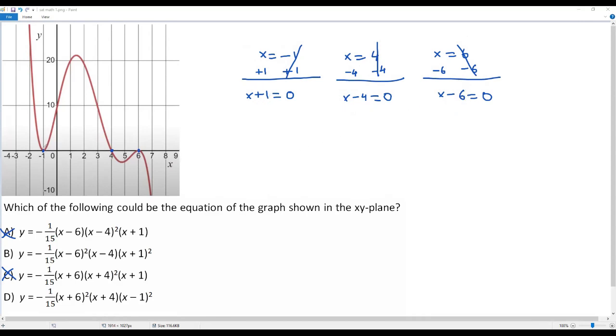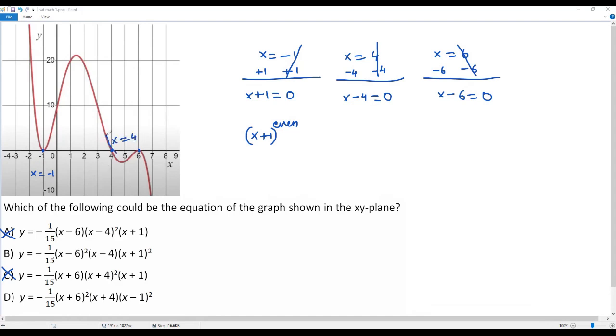Now let me consider the first x-intercept in the graph, that is at x equals -1, and the factor corresponding to this x-intercept is x + 1. At x equals -1, the graph does not cross the x-axis, it touches the x-axis. Since the graph touches the x-axis at x equals -1, the factor x + 1, which corresponds to this x-intercept, will have an even exponent. That is, x + 1 is raised to the power of an even number. Let me write it.